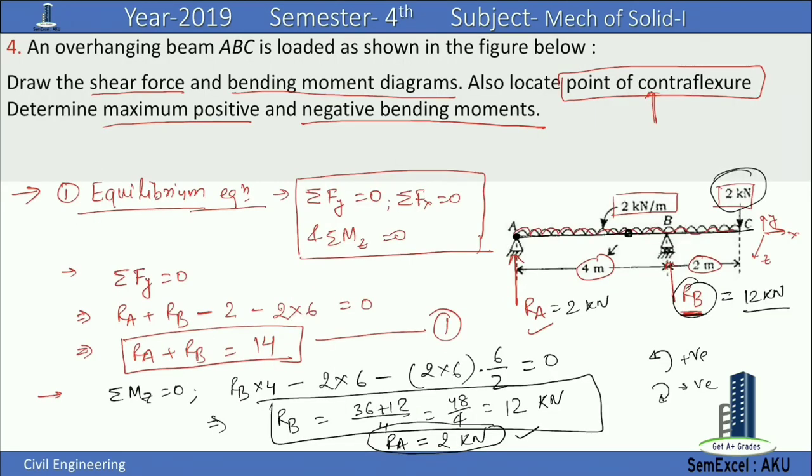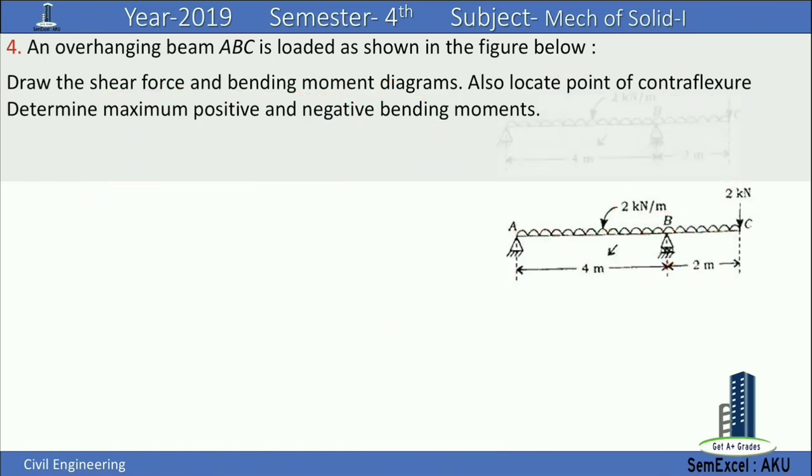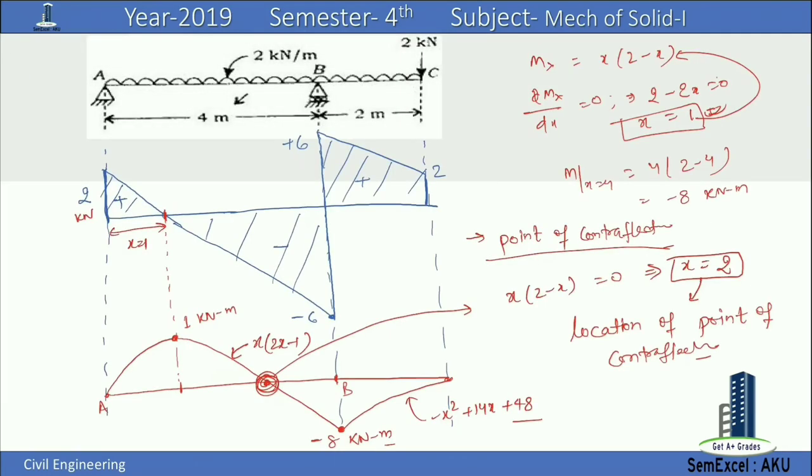So we have drawn the shear force diagram, the bending moment diagram, and we have also calculated the point of contraflexure, that is at x equal to 2. We have also calculated the maximum positive and negative bending moment. Maximum positive bending moment is equal to 1 kilonewton meter and maximum negative bending moment is equal to minus 8 kilonewton meter.